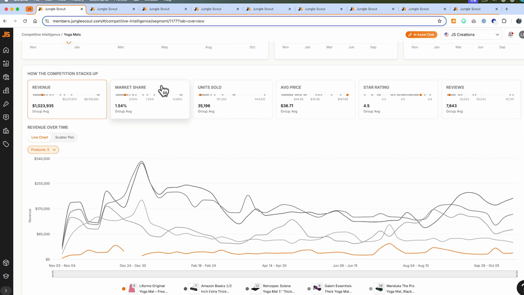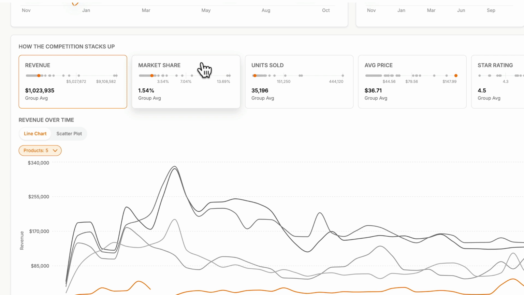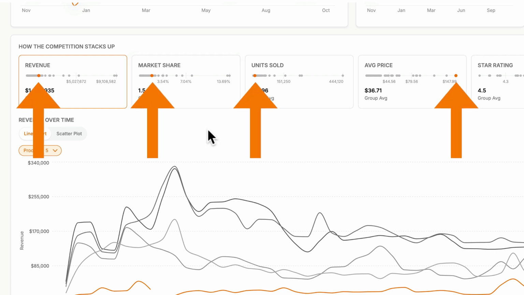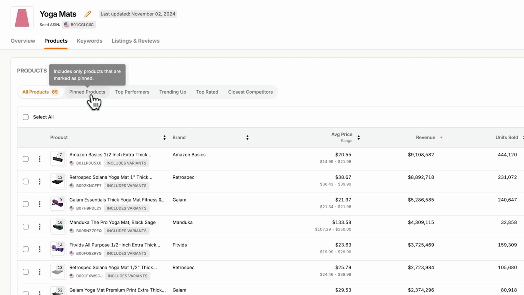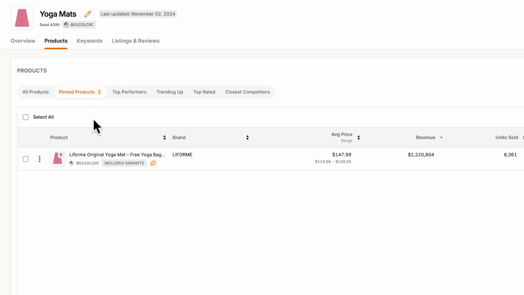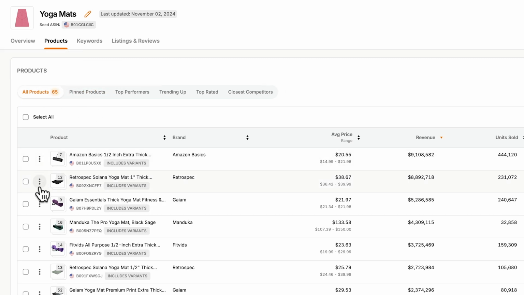Scroll down to how the competition stacks up. Remember that these orange dots show your product or products, which you select over in products, pin products. If you want to pin different products, just head over to all products and you can pin from there. Now let's dive into some useful scatter plot comparisons and what they can tell you about your market.